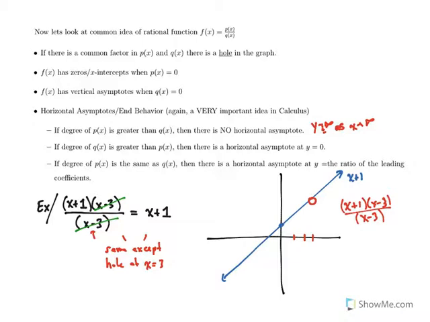If the degree of the bottom is bigger than the top, then there is a horizontal asymptote, and it happens at y equals 0. If the degree is the same on the top and the bottom, then there's a horizontal asymptote at y equals the ratio of the leading coefficients. So for example, if you have 2x squared plus 1 over 3x squared plus 2x plus 3, the horizontal asymptote here would be at y equals 2/3, because the degree is the same on the top and the bottom, and that's the ratio of the leading coefficients.